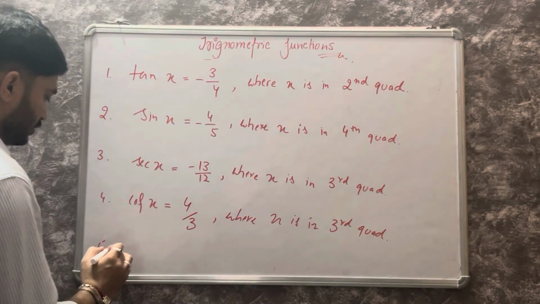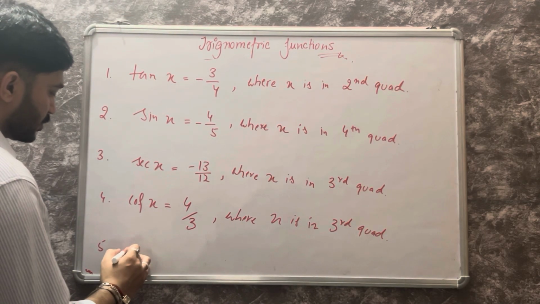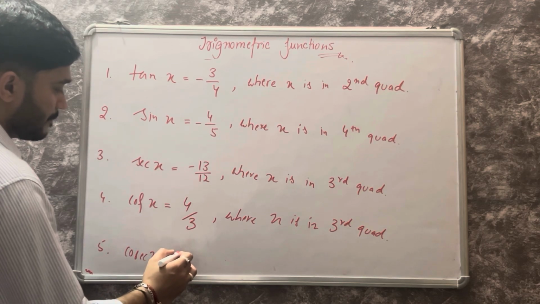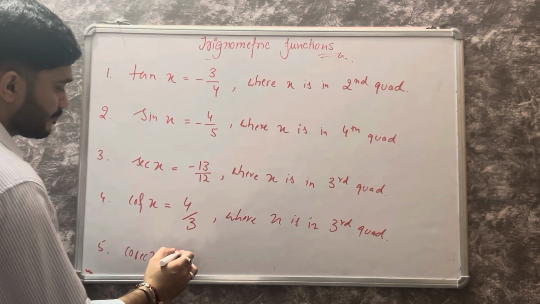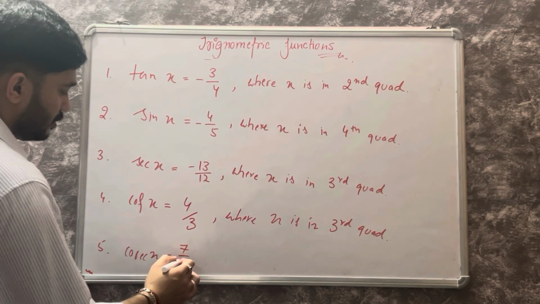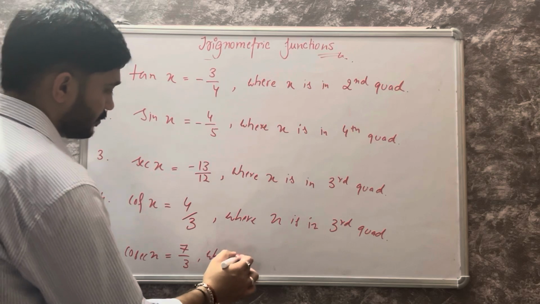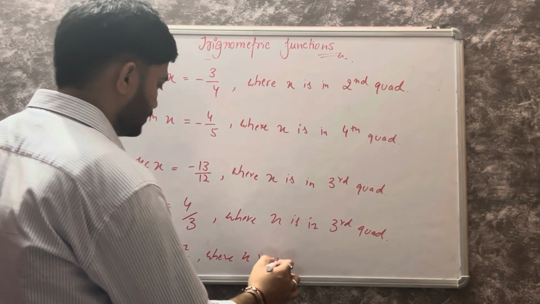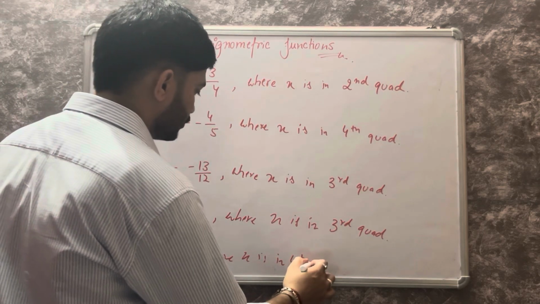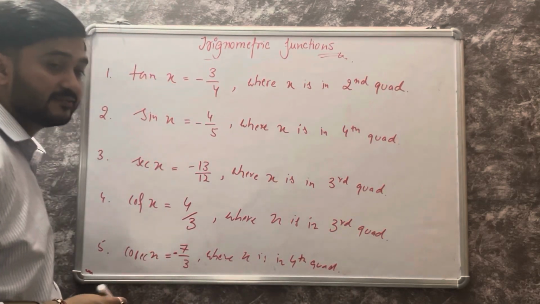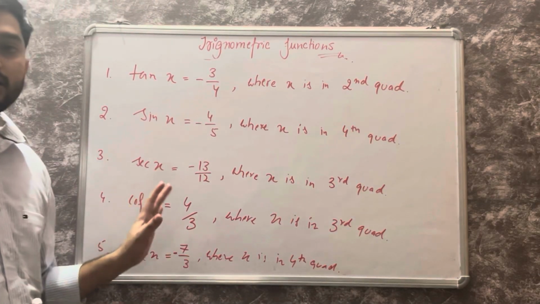And the last one: cosec x is equal to 7 upon 3, where x is in the fourth quadrant. Since we are going for the fourth quadrant, here the negative sign will appear. So these are homework for you.